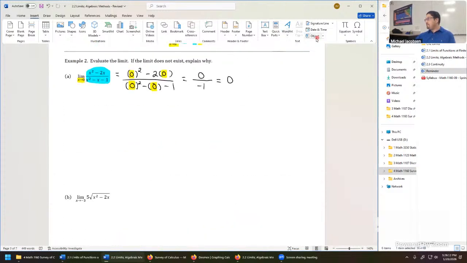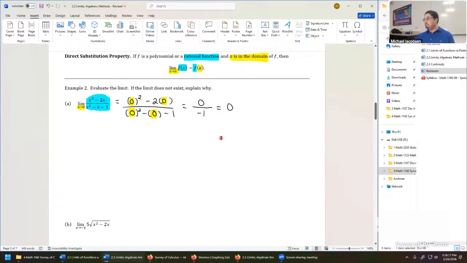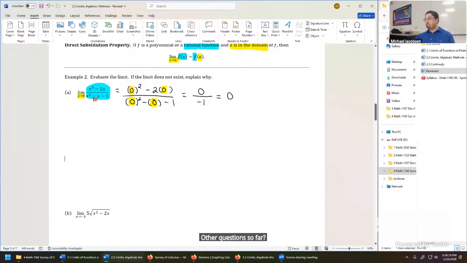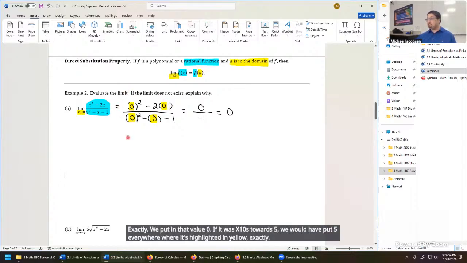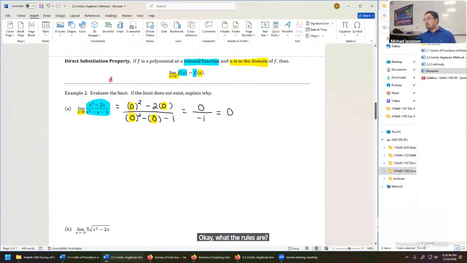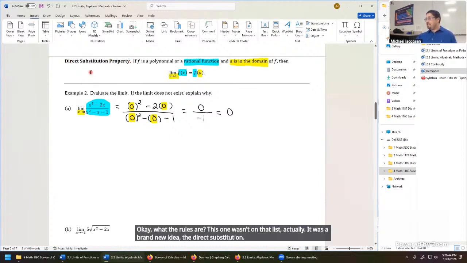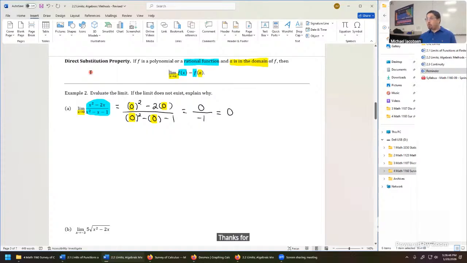Other questions so far? For 0, we did direct substitution in for all the x values. Exactly. We put in that value 0. If it was x tends towards 5, we would have put 5 everywhere where it's highlighted in yellow. Exactly. This one wasn't on the list, actually. It was a brand new idea, the direct substitution. Thanks for asking about that. Other questions at the moment?